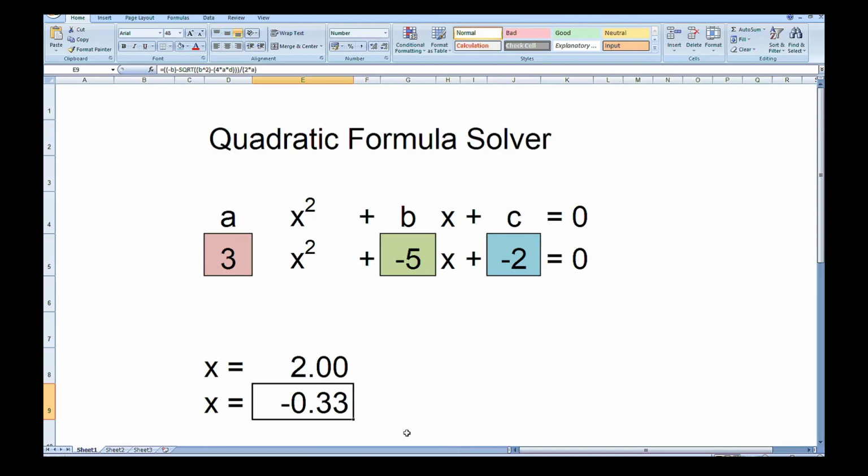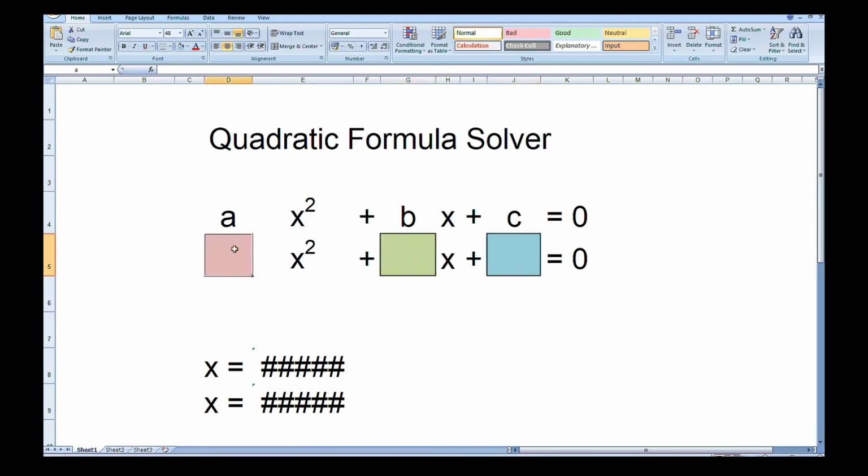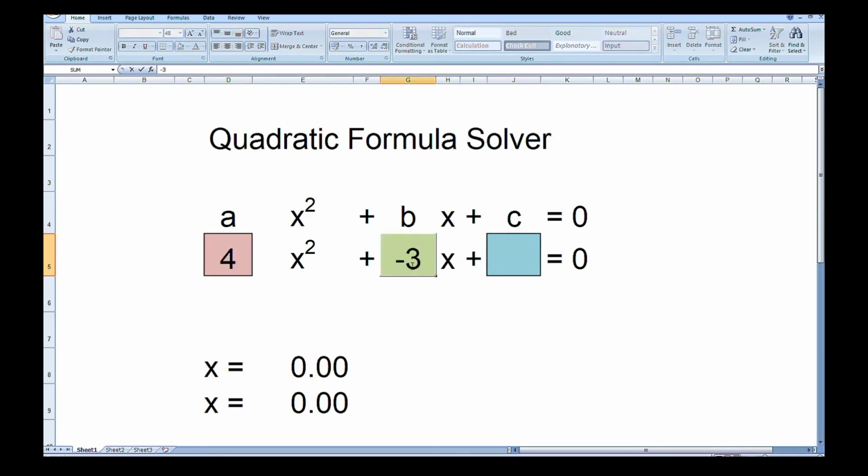Now, for this, all you need to do is enter your A value in the red square, enter your B value in the green square, and your C value in the blue square. So for example, if I had 4x squared minus 3x minus 1, press enter, then I've got the solutions of 1.00 and minus 0.25 as the possible answers to 2 decimal places.